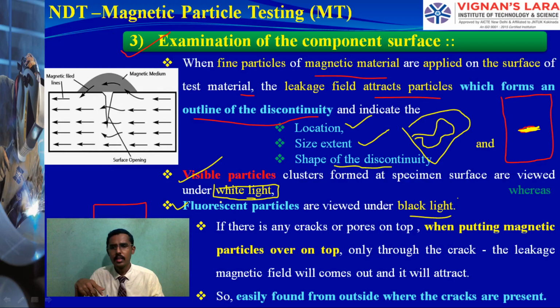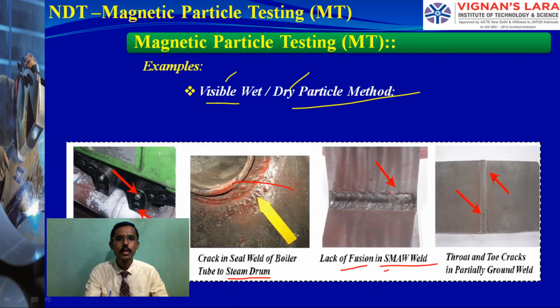So here there are cracks. At this point, this arrow points to the crack here. At this point, undercuts are there. More undercuts are there. And in the last image, you see throat and toe cracks in a partially ground weld. It is visible in the picture itself. So these spots all belong to the defective discontinuity parts. When you apply the red magnetic particles, they fill those gaps. After cleaning, we can look over the defects.